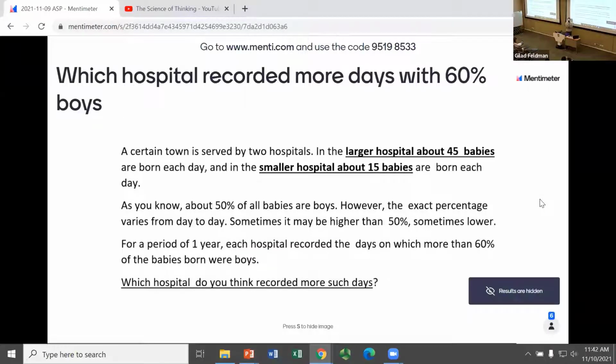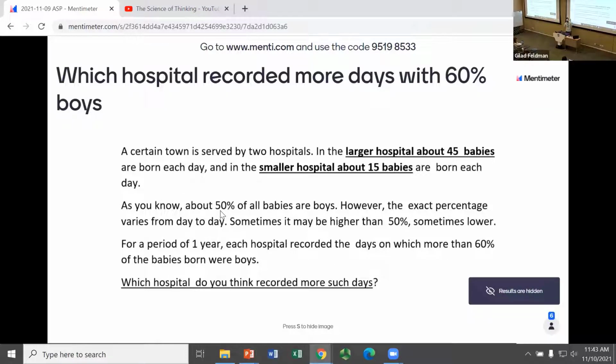All right, so let's consider this one. And this one has direct implications for your research and what you're doing, both in this replication extension and other things. Which hospital recorded more days with 60% boys? So in a certain town, there are 2 hospitals. In the larger hospital, about 45 babies are born each day. In the smaller hospital, about 15 babies are born each day.